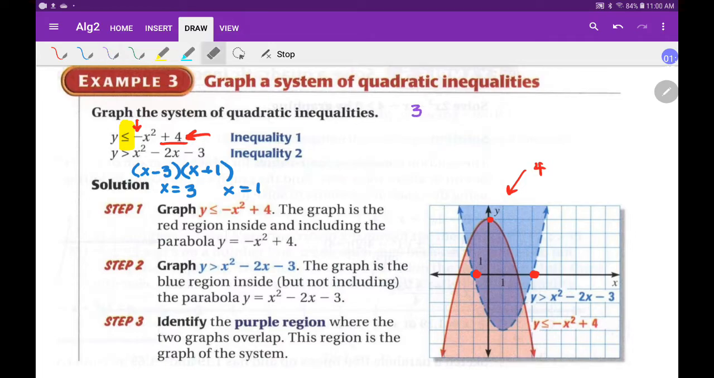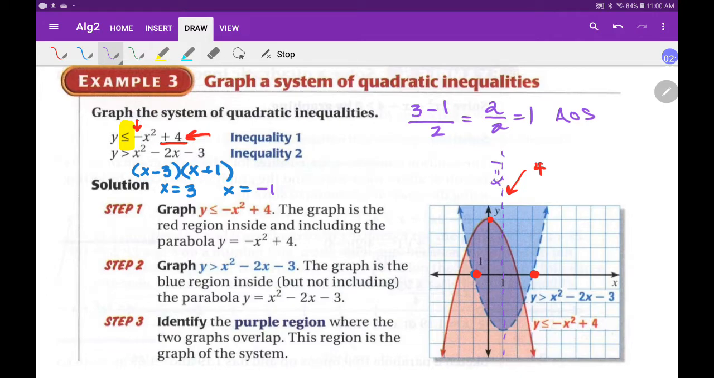I said 1. I meant negative 1. Negative 1. 3 and negative 1. If I add those together and divide by 2, that's the average, right? So that's 2 divided by 2. The average is 1. That's the axis of symmetry. That's the line that goes right down the middle. Okay, that's the axis of symmetry right there.